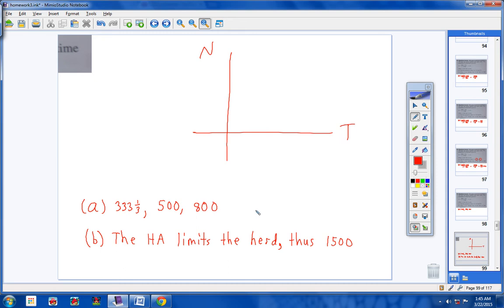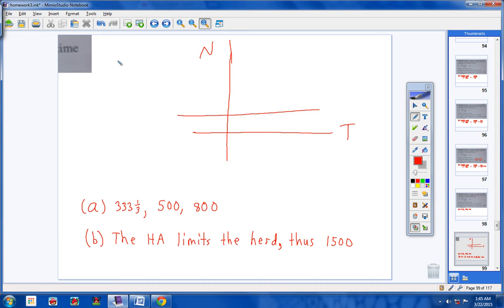Okay? So, listen students, vertical asymptotes are not going to limit the herd. I don't care how many vertical asymptotes you have, N can still be going up and down where you want it. But if I have a horizontal asymptote, that cuts off the herd.